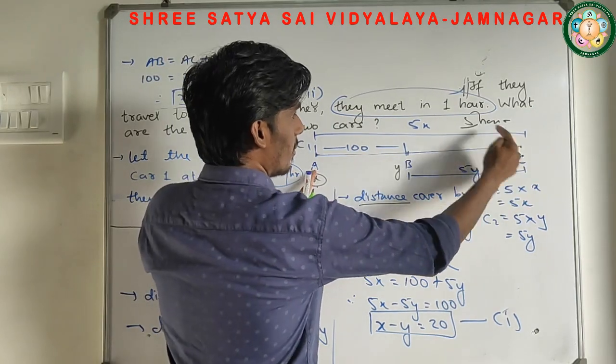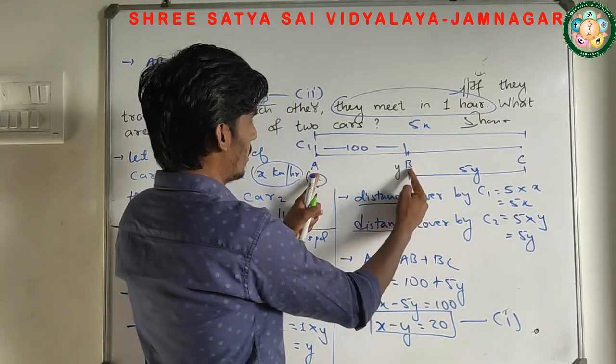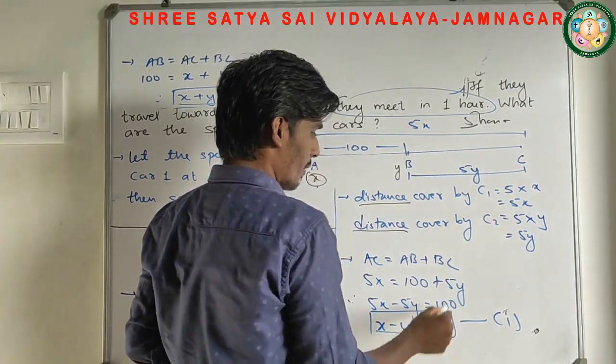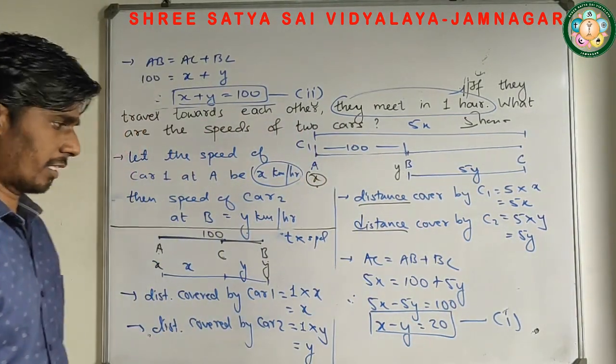AC distance is 5x. AB is how much? 100. And this BC is how much? Distance covered by B is 5y. Take this 5y here. We got the first equation.